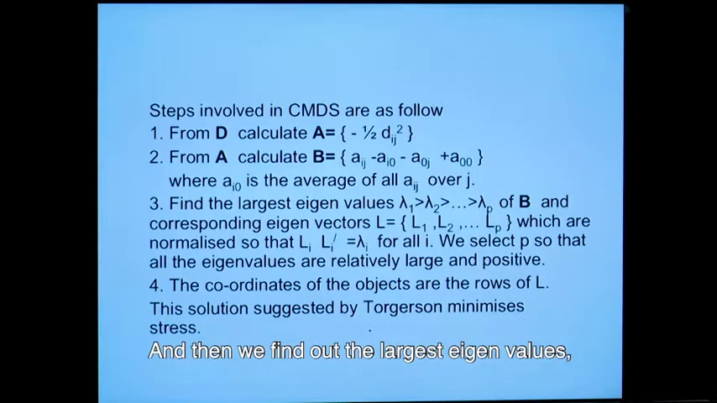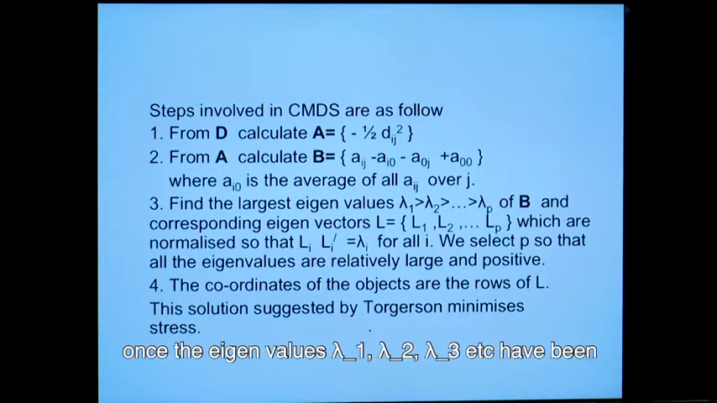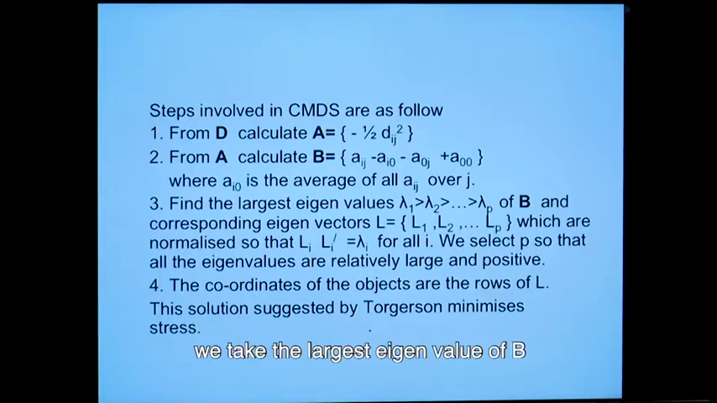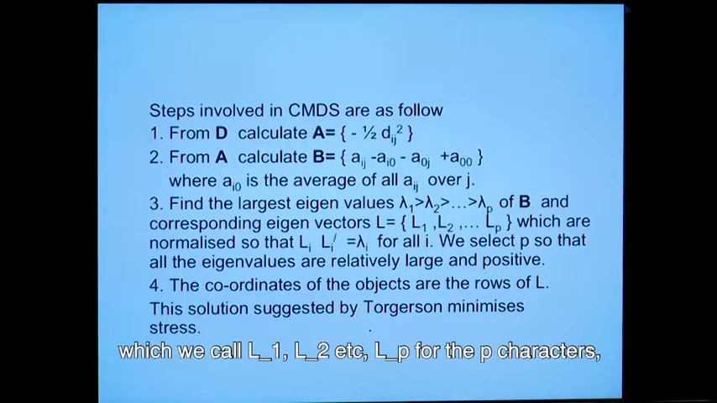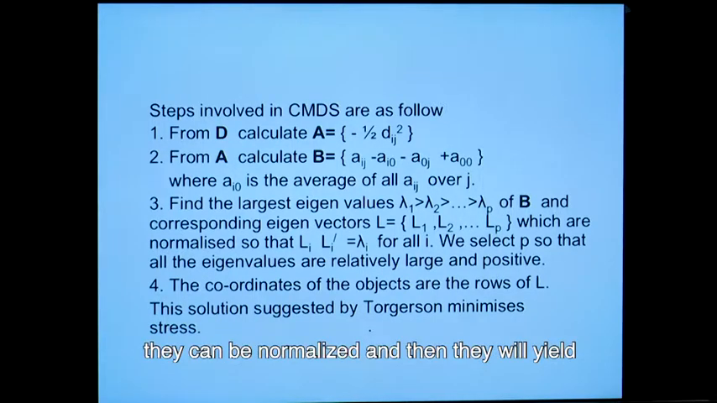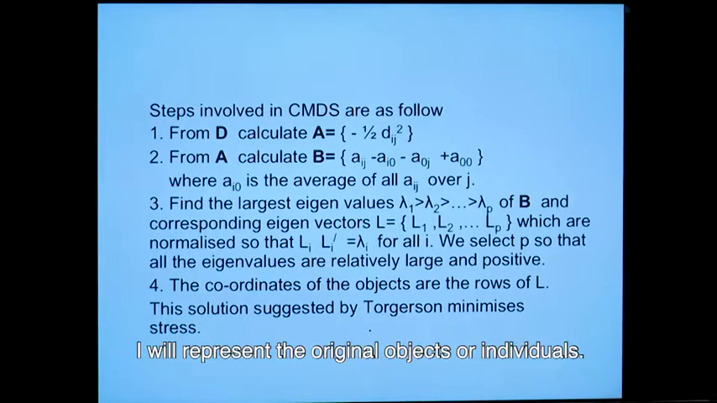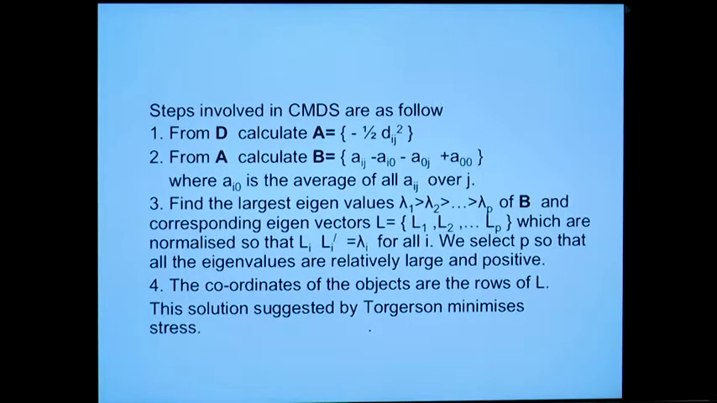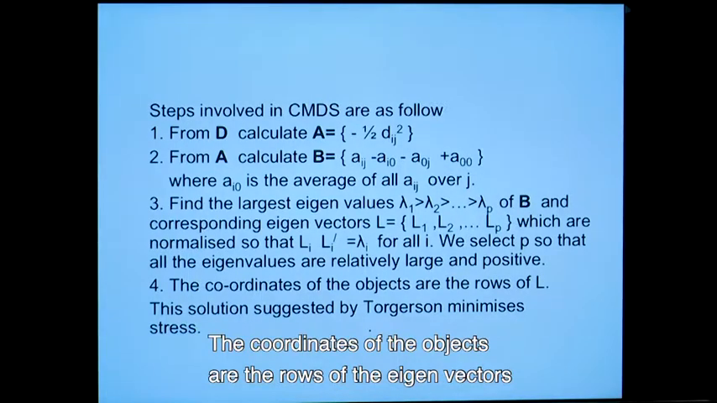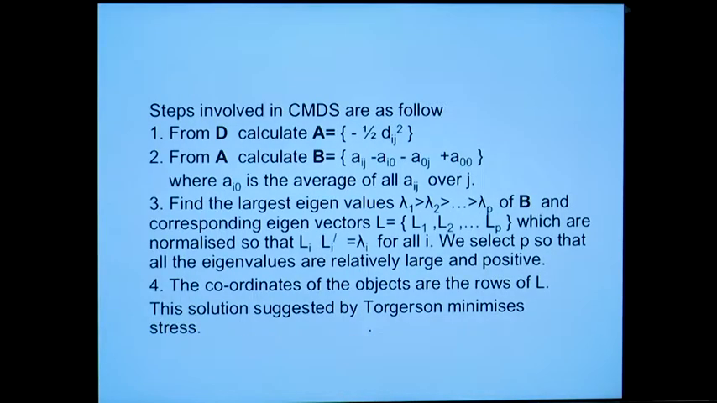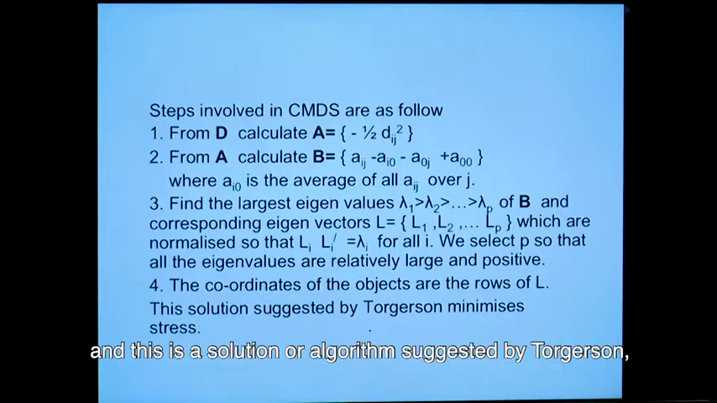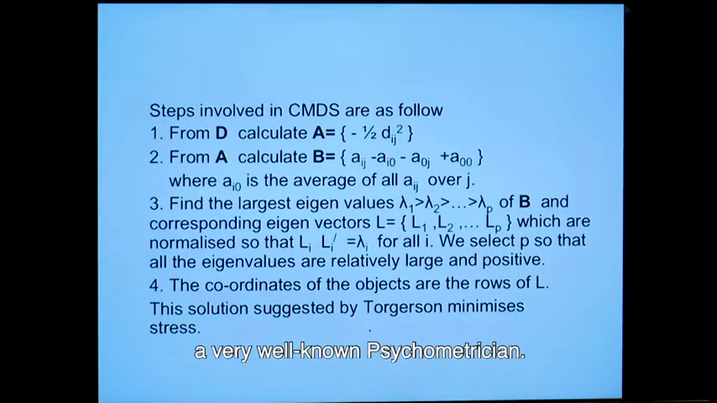And then we find the largest eigenvalues. Once the eigenvalues lambda 1, lambda 2, lambda 3, etcetera have been arranged according to magnitude, we take the largest eigenvalues of B and the corresponding eigenvectors, which I may call L1, L2, etcetera, Lp for the p characters. They can be normalized and then they will yield the coordinates of the points by which I will represent the original objects or individuals. The coordinates of the objects are the rows of the eigenvectors, and this is a solution or algorithm suggested by Torgerson, a very well known psychometrician.